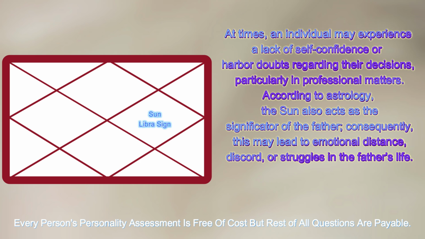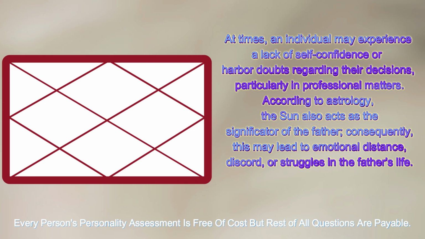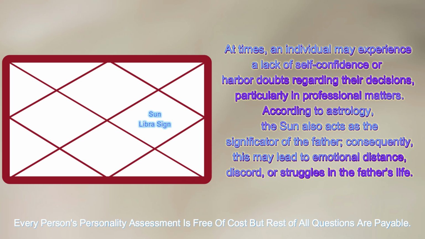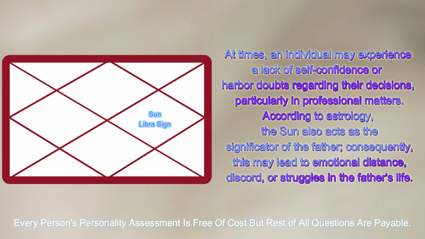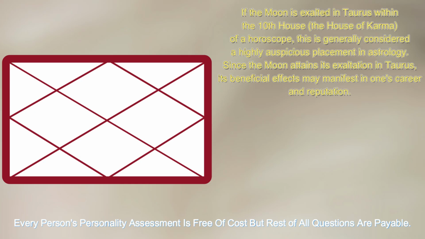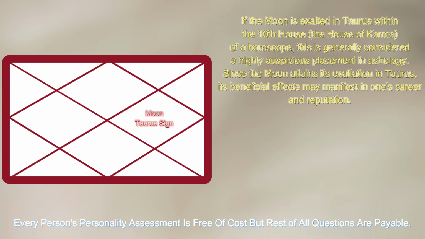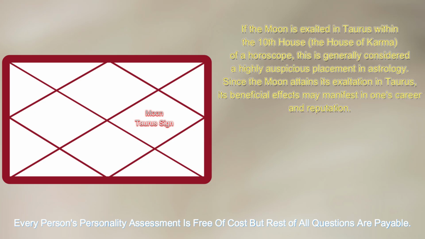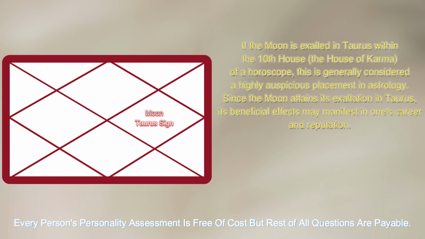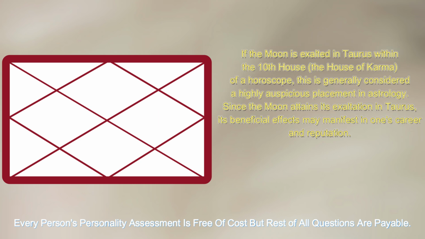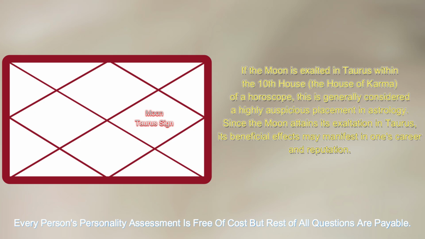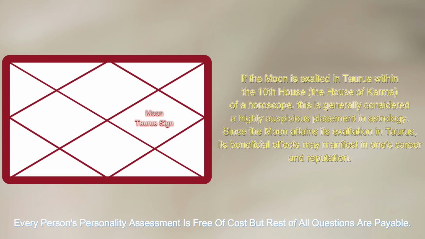According to astrology, the sun also acts as the significator of the father. Consequently, this may lead to emotional distance, discord, or struggles in the father's life. If the moon is exalted in Taurus within the 10th house, the house of karma, of a horoscope, this is generally considered a highly auspicious placement in astrology. Since the moon attains its exaltation in Taurus, its beneficial effects may manifest in one's career and reputation.